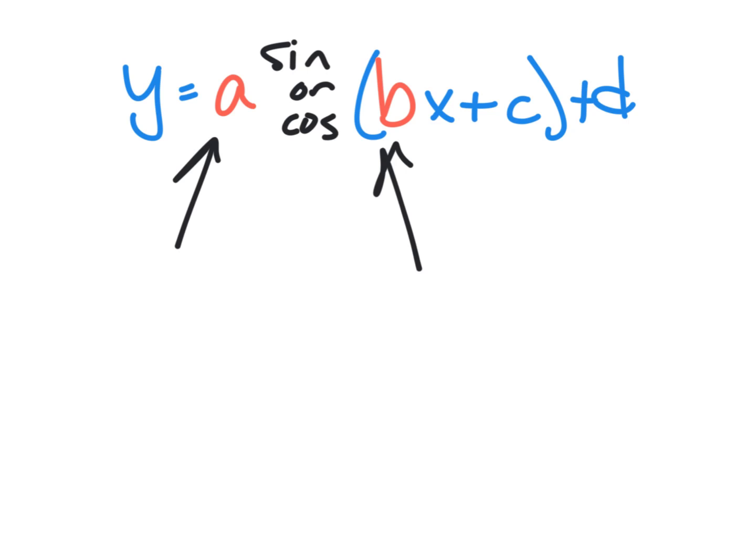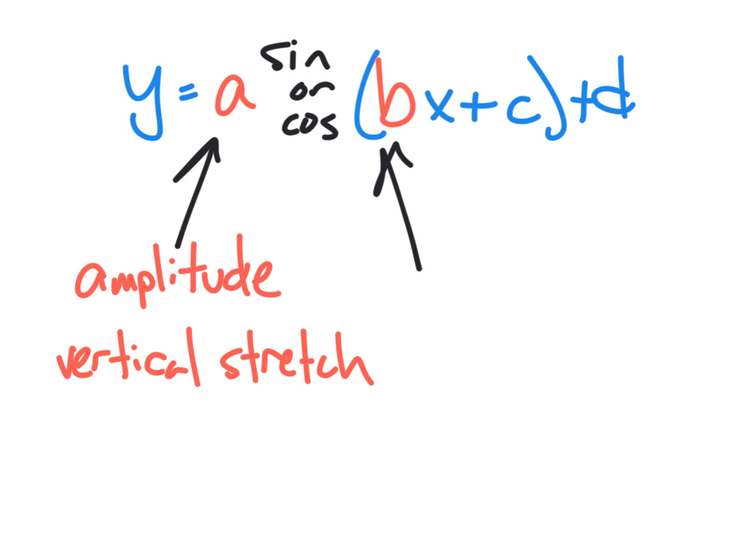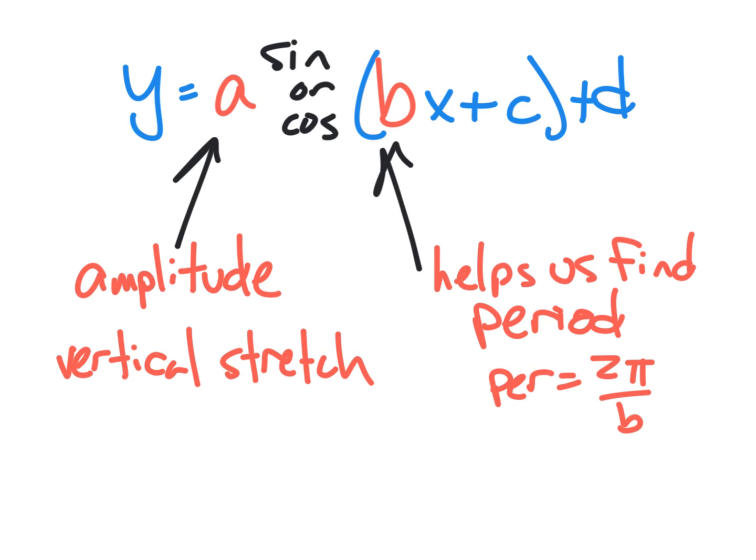So today we covered what this a and the b do to sine and cosine graphs. Remember, a is our amplitude, which gives us our vertical stretch, and b helps us find the period, which is 2 pi over b. So this is just like any other function where something multiplies the x. This is a horizontal stretch or compression.